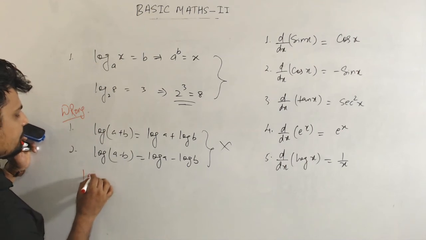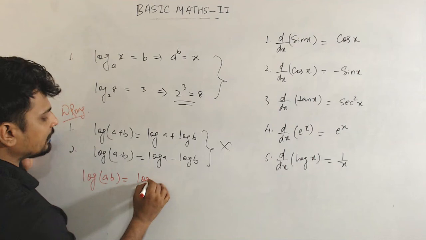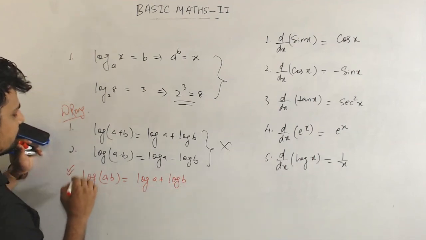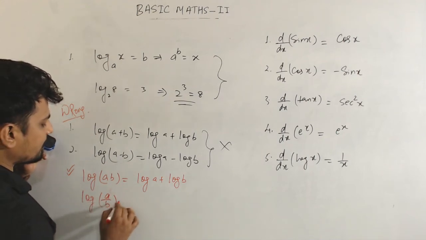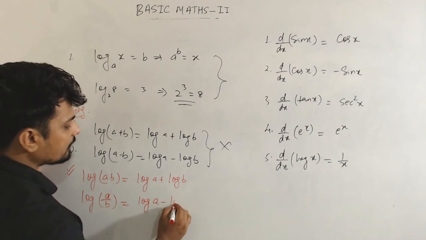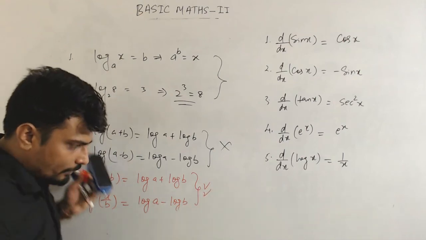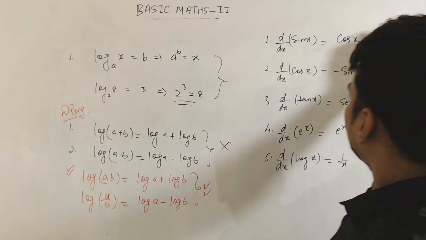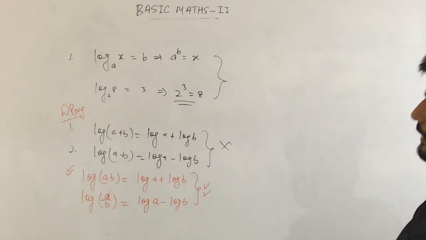So here we have, let's suppose, log of a times b. This is going to be written as log of a plus log of b. This is the correct one, guys. At the same time, if we have log of a upon b, that is going to be log of a minus log of b. These two are the correct ones, and you should note them down and keep that in mind. Don't mess out over here, okay?